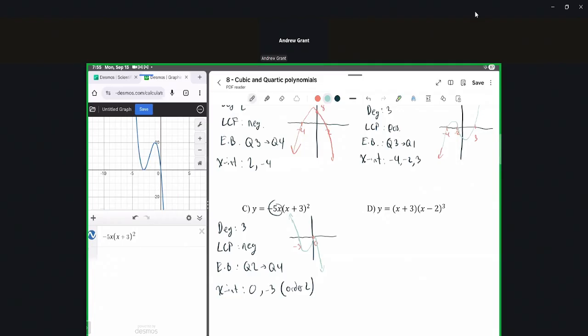Negative 3. Oh, sorry, slight mistake. That's why we check these. I had these reversed, but that's okay. So we bounce off -3 and then go down through 0 normally.